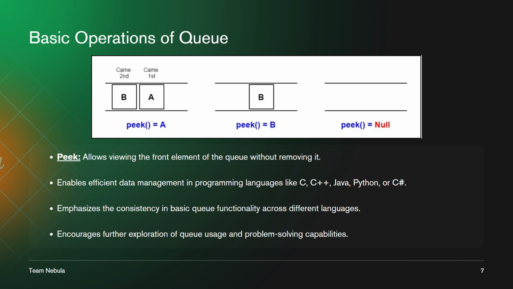With these operations at our disposal, we can efficiently manage data using a queue in various programming languages, whether it's C, C++, C#, Java, Python, or Golang. The basic functionality of a queue remains quite similar. So, let's continue exploring more about queues and how they can be used to solve different kinds of problems.